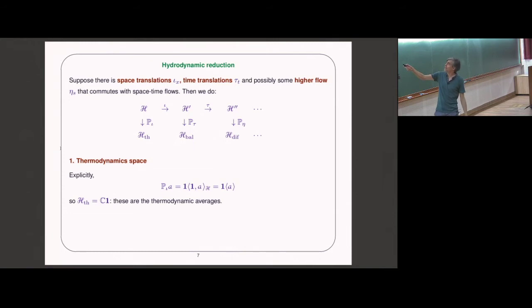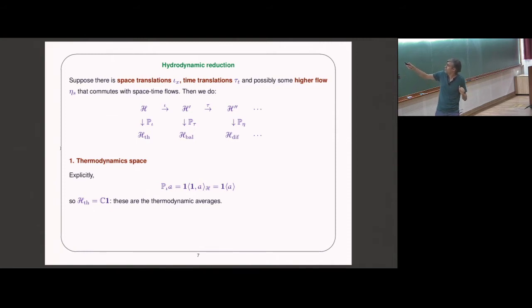But then you can do this hydrodynamic reduction where you integrate out space translation. And once you've integrated out, you can project over the time invariant things. So you integrate out space translation and then project over the time invariant thing. This is what I call the ballistic space. I'll show you why it's ballistic. But then you can go further.